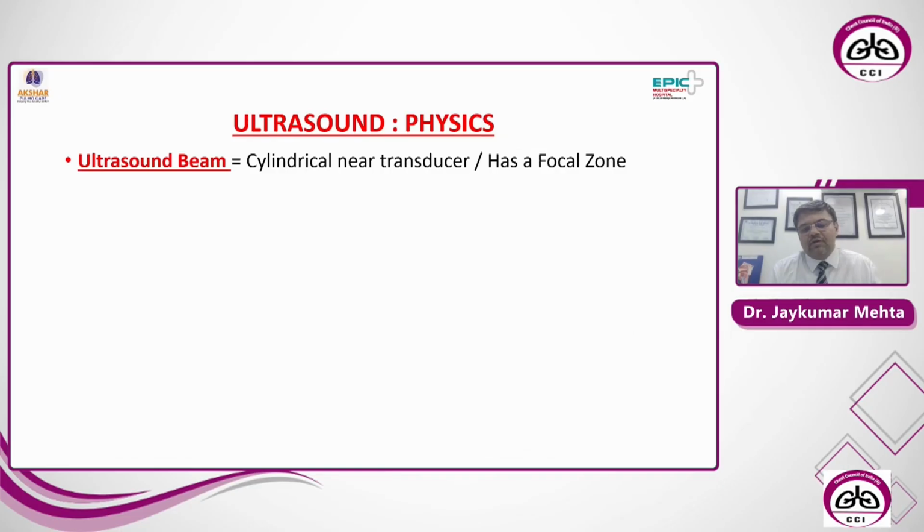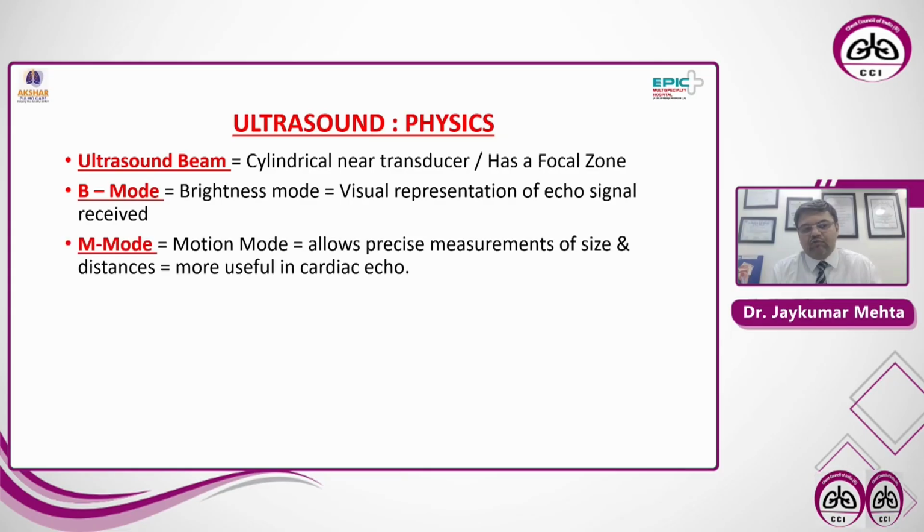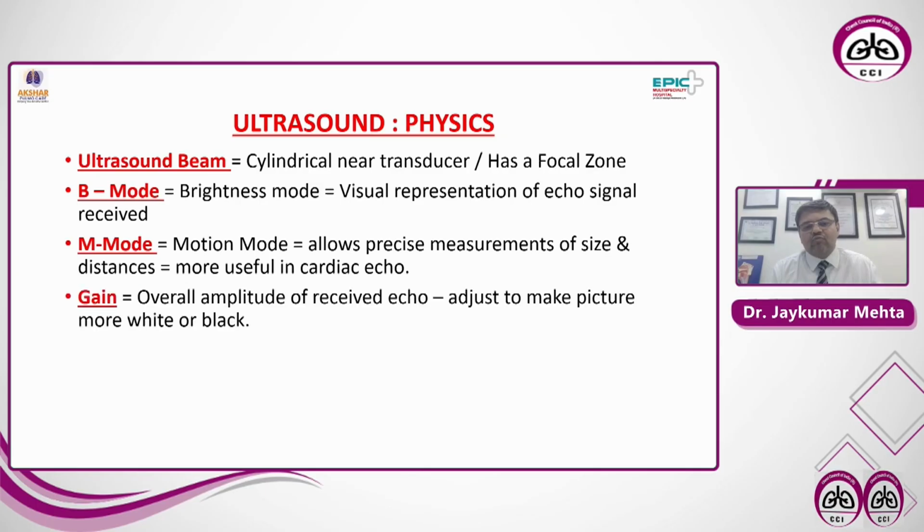So the ultrasound beam is cylindrical near the transducer and has a focal zone like a camera. B mode is brightness mode, which is the visual representation of an echo signal we receive, while M mode is motion mode, which allows precise measurements of size and distances, which is more useful in cardiac echo. Now we have talked about the propagation speed and the power and the strength of the signals.